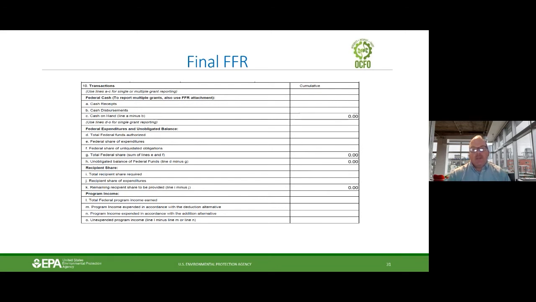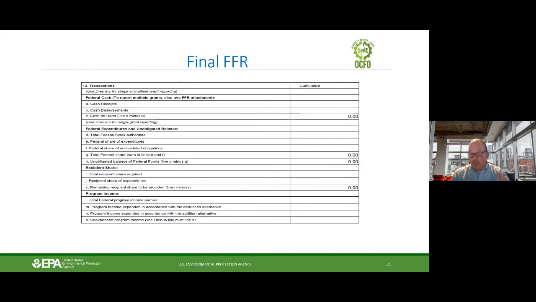So line G is the total federal share. So that's just the sum there. And then line H is unobligated balance of federal funds. So that's what's left over. So to easily encapsulate this section, I just say, this is what you gave me, this is what we spent, and this is what we're not going to use. And that's referring to a closeout. We're focusing really on a closeout right now, but unobligated balance is money that we're not going to use.